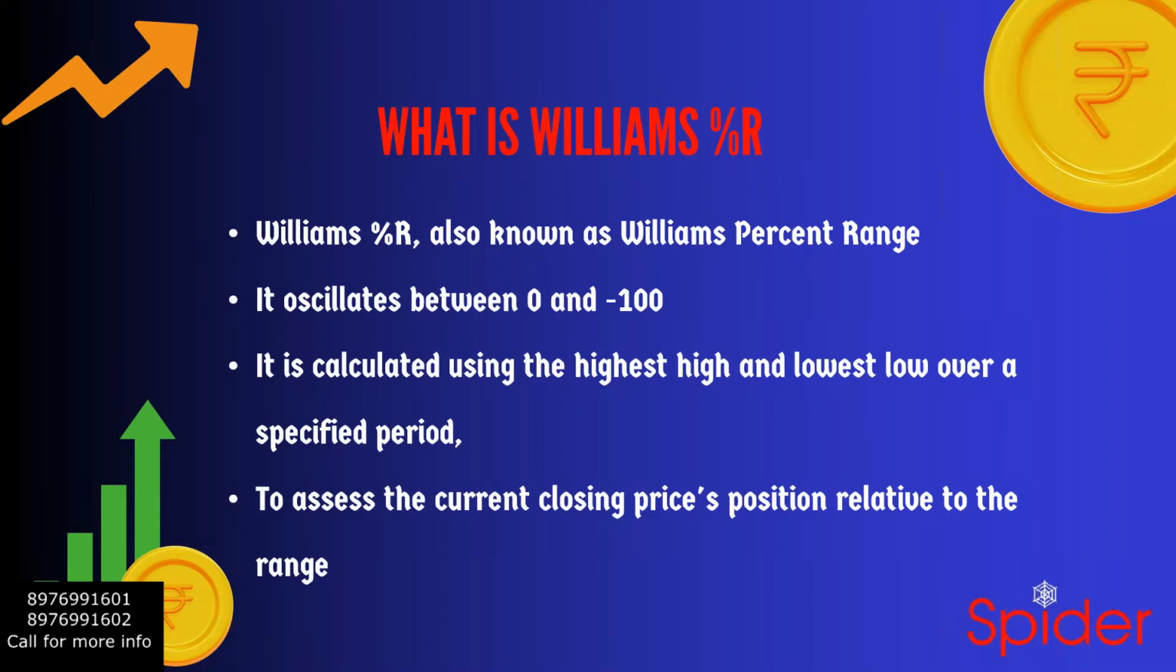The basis of the calculation is that it is calculated using the highest high and lowest low over a specific period. The default parameter for Williams percentage R is 14. What this means is that in the last 14 bars, it will take the highest high value and the lowest low value, and it will tell you where the price currently is relative to the highest high and the lowest low. This gives you an opportunity to identify if the price is going down or going up compared to the last 14 bars.